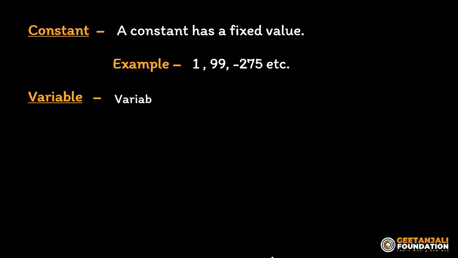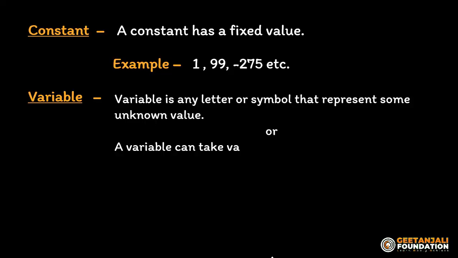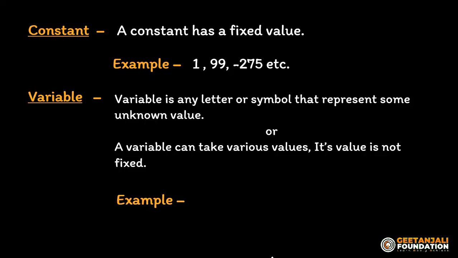Other thing is variable. Variable is any letter or symbol that represents some unknown value, or you can say variable can take various values. Its value is not fixed. How it works? For example, if you write x equals to 2, here value of x is 2, because when you will put 2 on the left side, then only this equation will become balanced. So here value of x is 2. But in the second example, value of x is 65. 55 plus 10 will give you 65, so value of x will be 65. So here in first example it is 2, in second example it is 65, whereas in third example it is 25. 100 divided by 4 will give you 25.